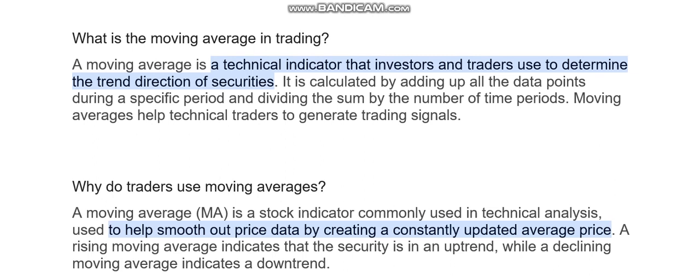Why do traders use moving averages? A moving average (MA) is a stock indicator commonly used in technical analysis, used to help smooth out price data by creating a constantly updated average price. A rising moving average indicates that the security is in an uptrend, while a declining moving average indicates a downtrend.